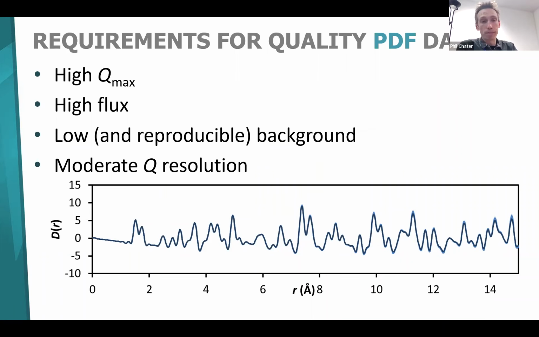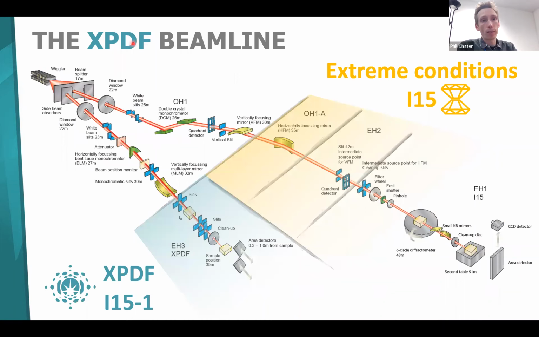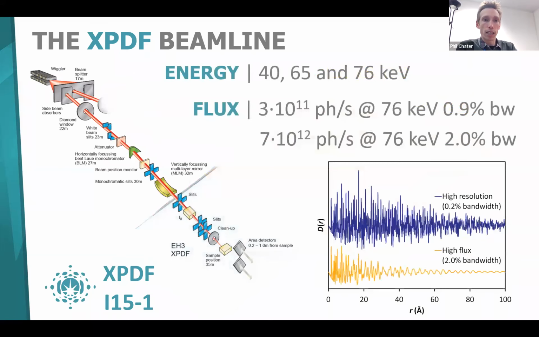Fortunately, you don't have to worry about that, because what we've done is build the XPDF beamline. So this is on the I15 position at Diamond. I15 is the extreme conditions beamline, which has been around at Diamond since it was one of the first beamlines built. And more recently, we built a side station to that called I15-1, where we do our XPDF data collections. It's a station dedicated to PDF collections.